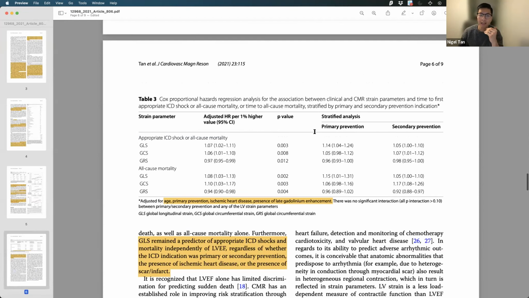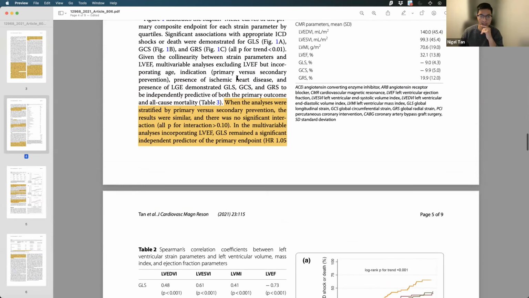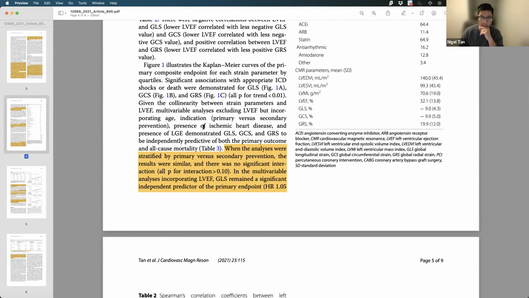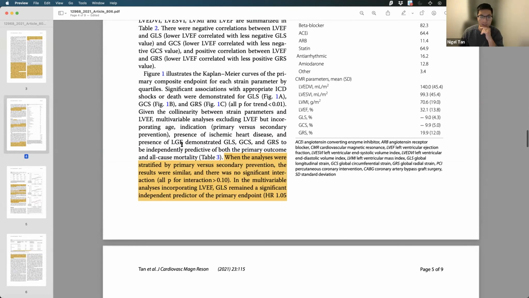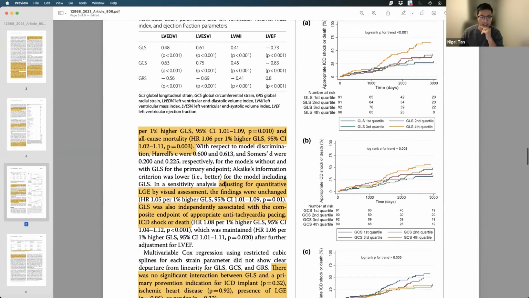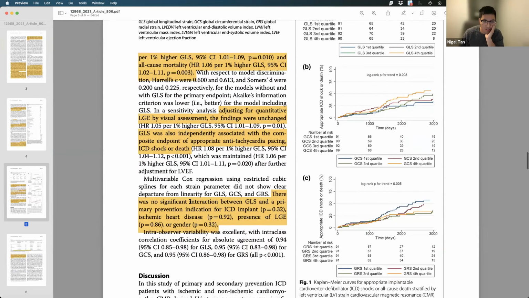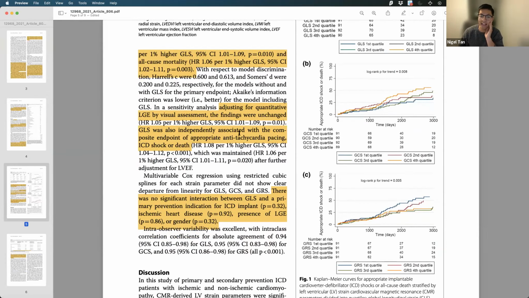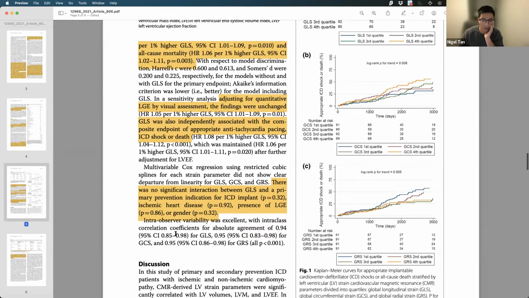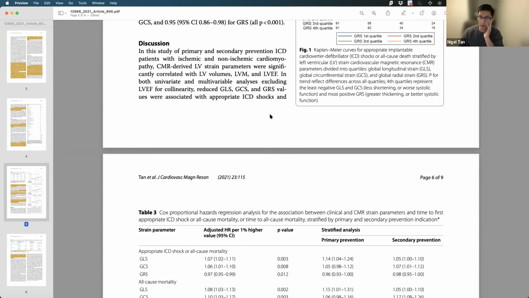And when we incorporated, I think this is higher up, LVEF into the model with GLS, we did find that there was still a significant independent predictive value of GLS for the primary endpoints. And then when we subsequently analyzed for primary versus secondary prevention, there was no significant interaction. When we adjusted for quantitative LGE by visual assessment, again, still significant predictive value. And GLS was also independently associated with the composite when we included ATP in addition to ICD shocks or death. And there was no significant interaction between GLS and either primary prevention, ischemic heart disease, or presence of LGE, as well as gender.